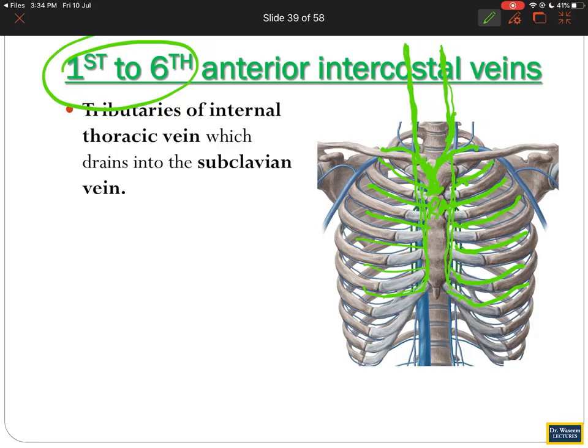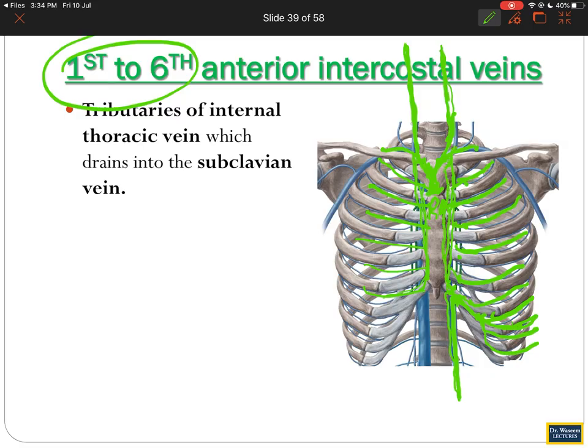But we told you that this internal thoracic vein is formed, this time in reverse, as a result of the superior epigastric vein and musculophrenic vein. The next spaces, the 7th, 8th and 9th, will drain their veins into the musculophrenic vein, and the musculophrenic will join the superior epigastric vein to form the internal thoracic, and the internal thoracic will join the subclavian.